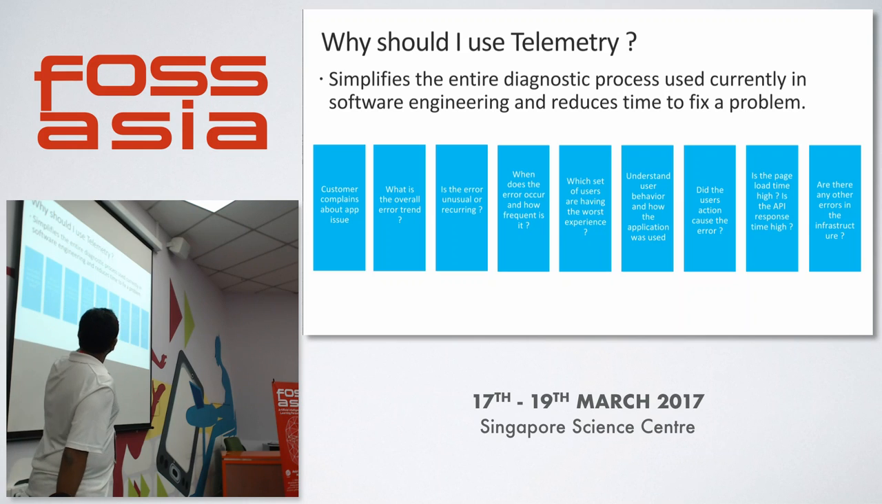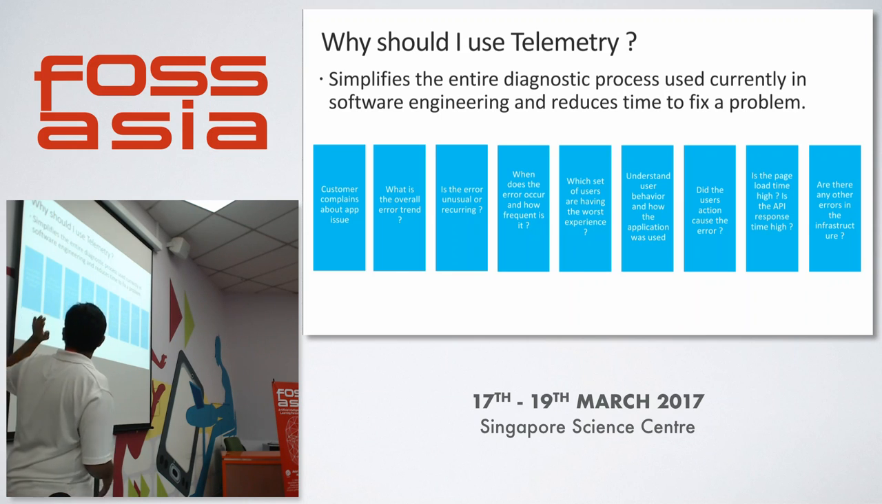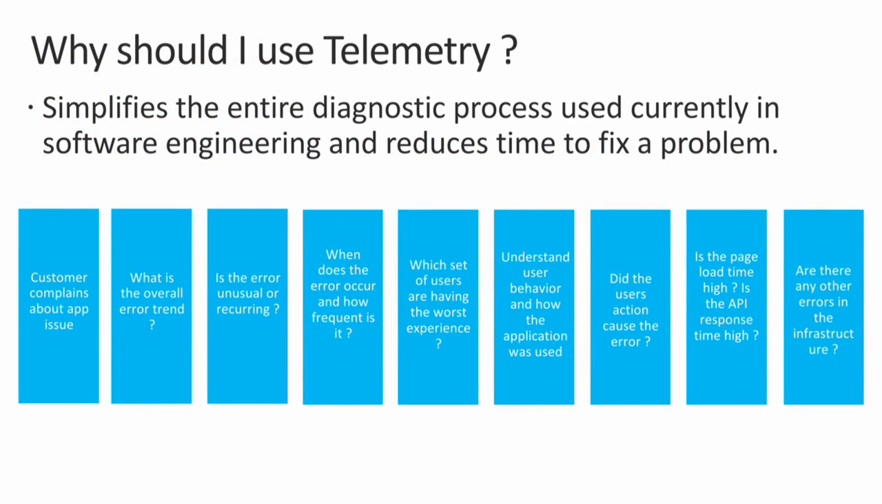The reason is that it simplifies the diagnostic process. The first thing that generally happens in a diagnostic process is a customer comes and complains about the app. He says, hey, I'm unable to log in with Facebook, or I'm unable to log in with Twitter. Can you fix this problem? And then you try to find out how many times this problem is occurring, or where it is occurring. Is it very region specific? Is it because I have configured my Play Store to be only, say, for India or only for Singapore? Or is it probably some other reason? Is the error very unusual, or is it recurring?